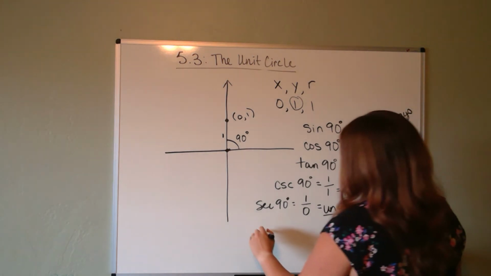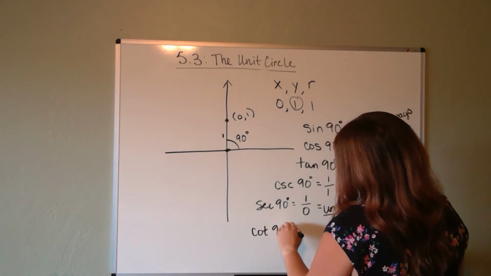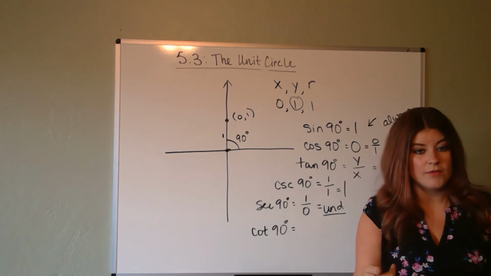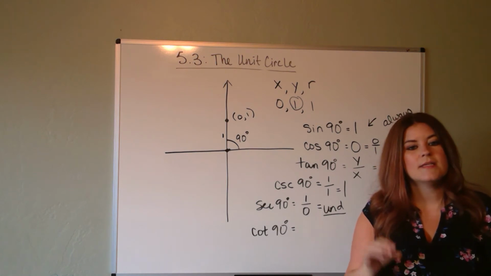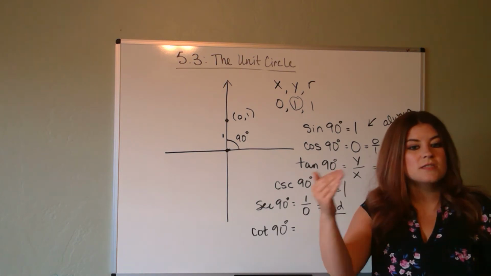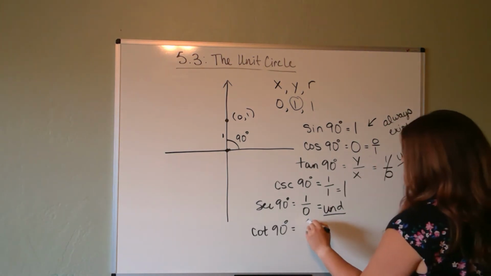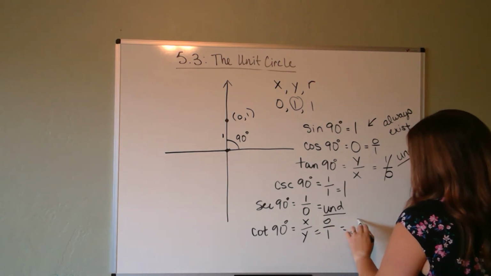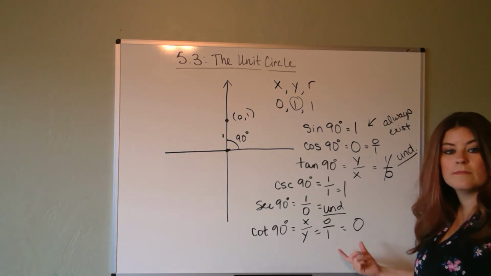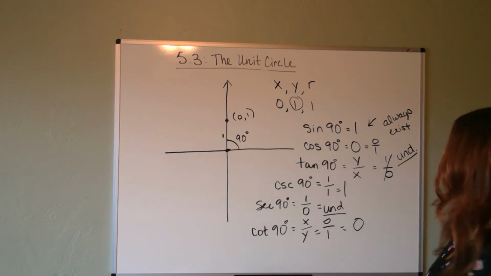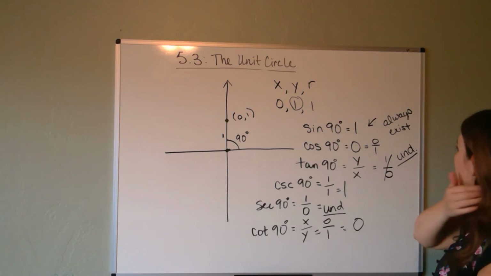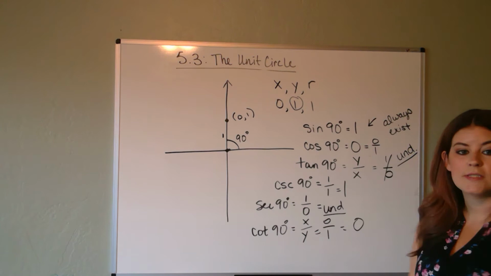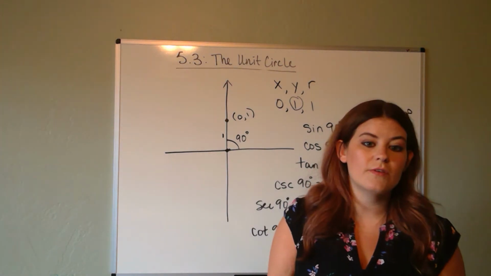Let's look at cotangent. Now, because the tangent of 90 was undefined, I can't just take that answer and flip it. So let's remember what cotangent is. Instead of y over x like tangent, it's just x over y. So cotangent is x over y. x is 0, y is 1, so I get 0 over 1, and I do get a cotangent. Cotangent is 0, but it is defined. So for 90 degrees, tangent and secant are undefined, but everything else is either 0 or 1. So it's a really nice angle as far as trig functions go.